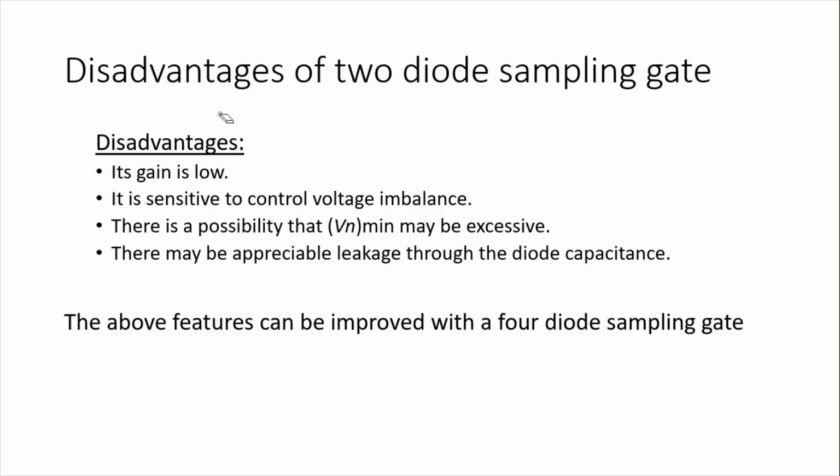All these drawbacks in the two diode sampling gate can be improved with the help of the four diode sampling gate, which we will discuss in the next class.